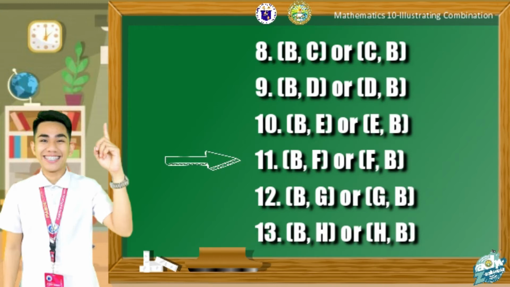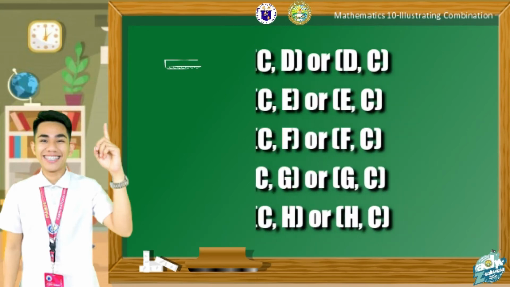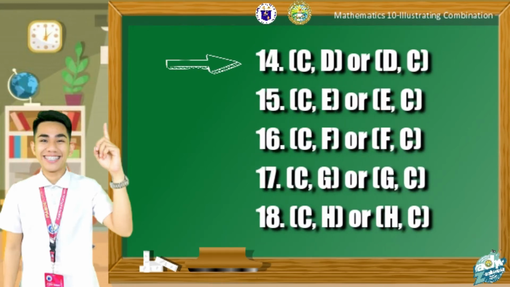Number 11, B and F, or F and B. Number 12, student B and G, or vice versa. Number 13, student B and H, or vice versa. Number 14, student C and D, or D and C. Number 15, student C and E, or vice versa. Number 16, student C and F, or vice versa. Number 17, student C and G, or G and C.